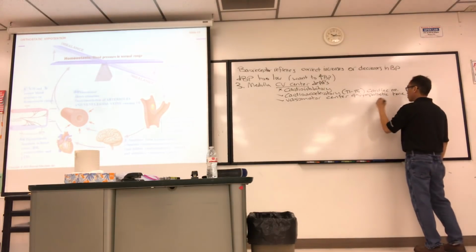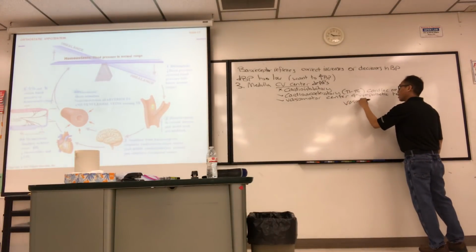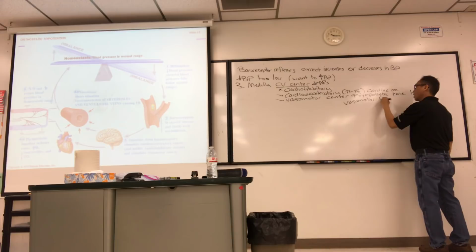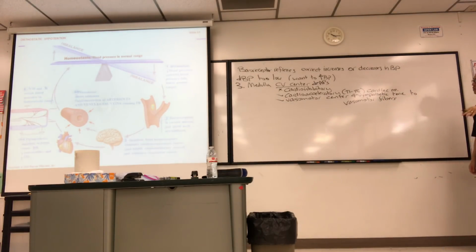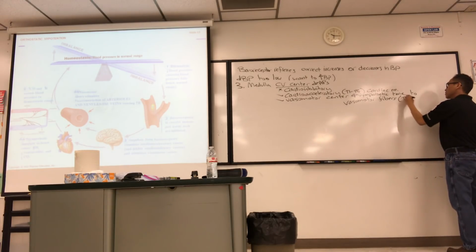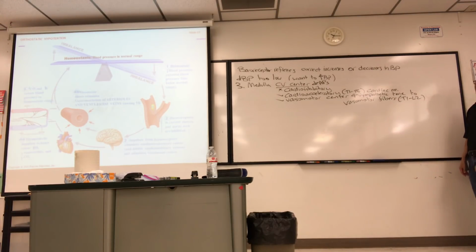To vasomotor fibers. I didn't mention this before, but in terms of sympathetic efferents, you have sympathetic efferents from T1 all the way down to the level of L2 spinal nerve. And you use them all, because blood vessels go everywhere. So T1 to L2, you use all levels. Every single level you got, you use the vasomotor fibers.